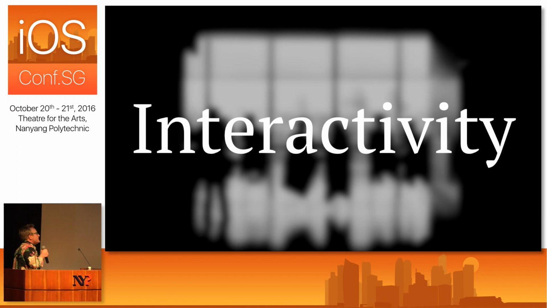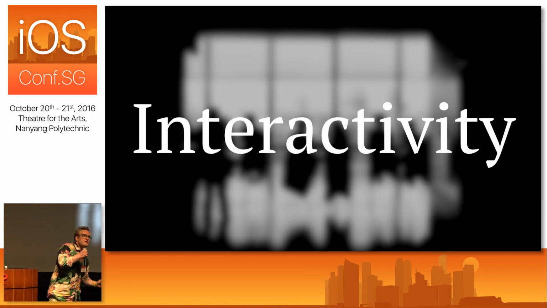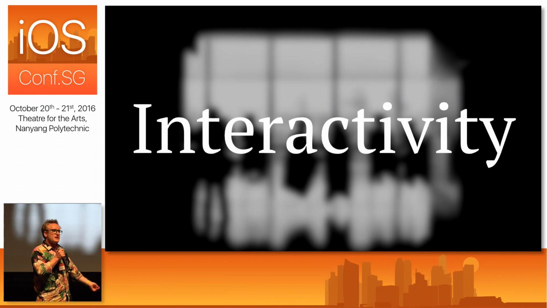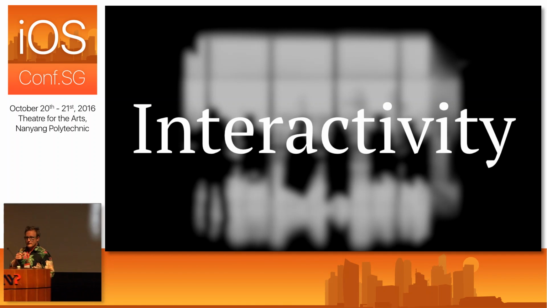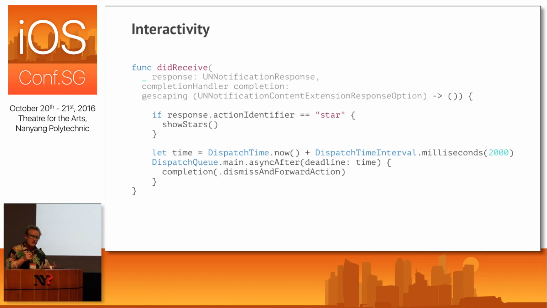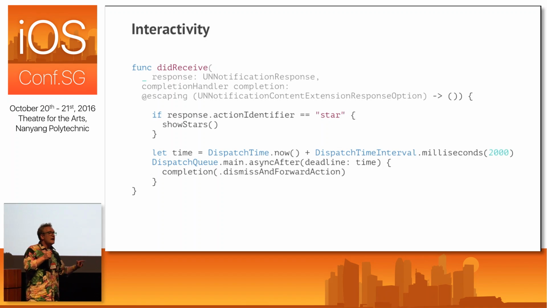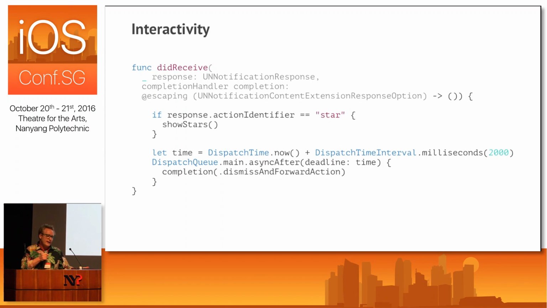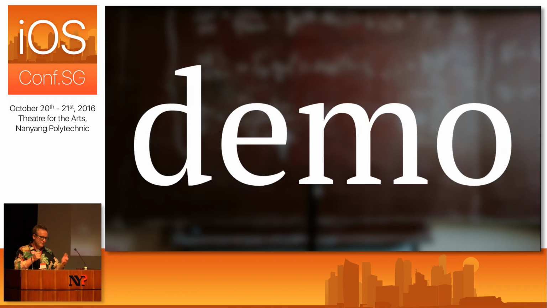Okay, interactivity very quickly. Although you get this storyboard, you get a view controller, you can do what you like with it apart from user interaction. You don't get any of the touch stuff, you can't do gesture recognizers, you can't do anything like that at all. However, you can get some interactivity, because in addition to the did receive notification, you can also get this notification response. And that happens when somebody clicks on one of your action buttons. Then you can intercept that in your content UI extension and do something with it. So for example here, I'm looking to see, is the action the star action? Because if it is, then I'm going to show some stars. Quite simple. So let's try and demo this.